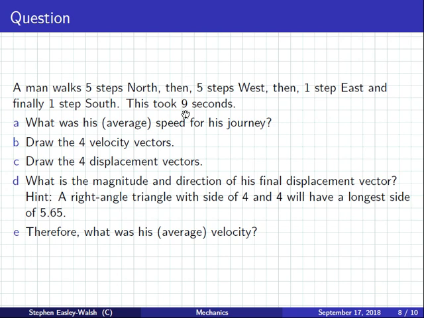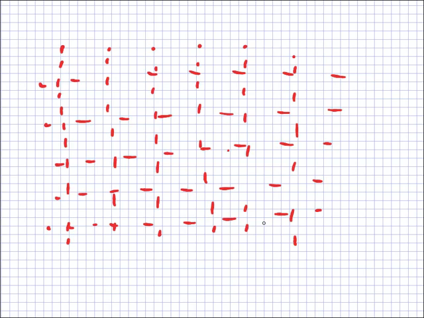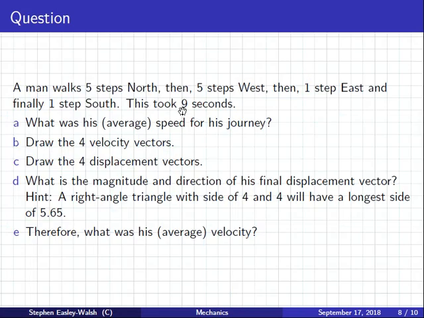Okay. Right, so let's see, where does he start? He has to go north. Okay, so we'll have him start here. And then he goes 1, 2, 3, 4, 5 north. Yeah. So that's the first one, north.